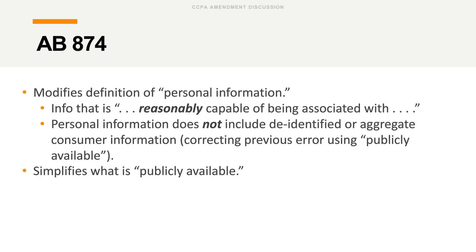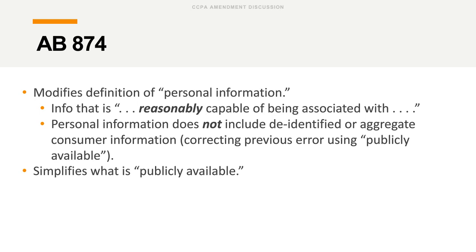And moving on, we come to AB 874. Also, though more of a shorter bill, very impactful as well, because this bill is touching on the definition of personal information. And as we all know, the definition of personal information in the CCPA is probably the broadest in the world and the farthest reaching, and probably the most important change that AB 874 is making is adding this term "reasonably" in front of the formulation "capable of being associated with an individual or household."